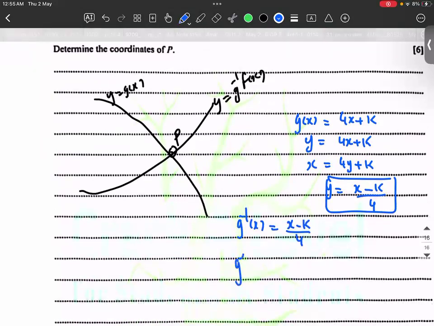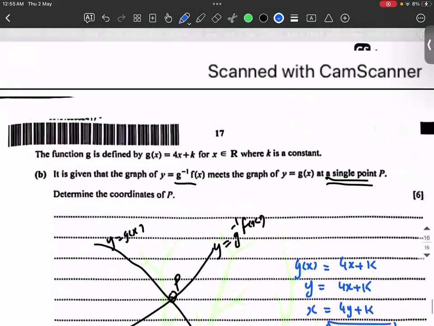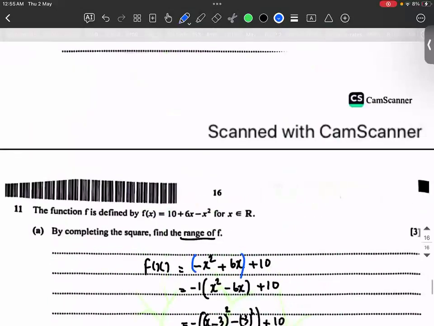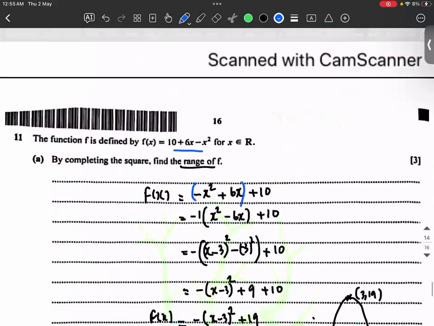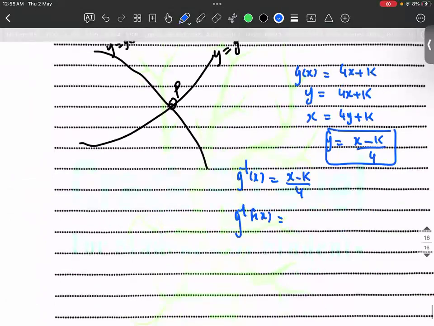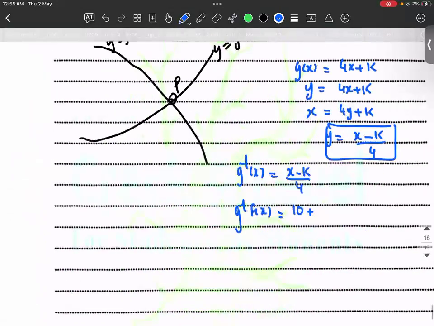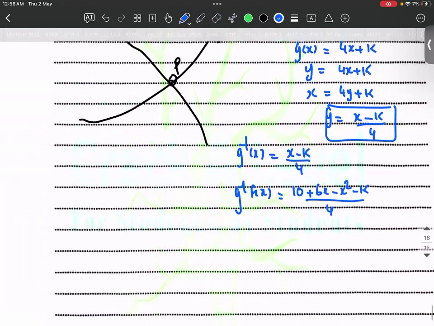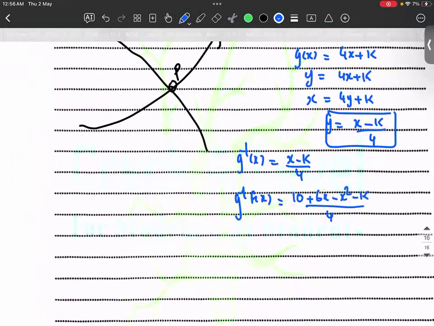So what is g inverse of f of x? Every value of x is replaced with f of x. Recall the value of f of x: f of x is 10 plus 6x minus x square. So I'll just write the f of x here. So g inverse of f of x means (10 plus 6x minus x square minus k) divided by 4. Okay, fine. So this is g inverse of f of x.